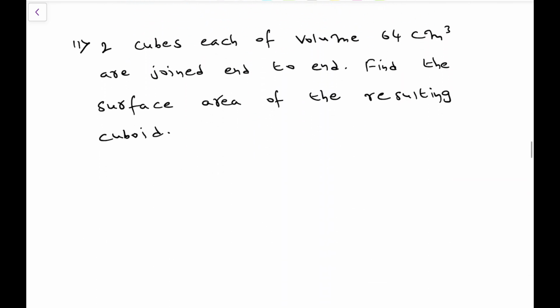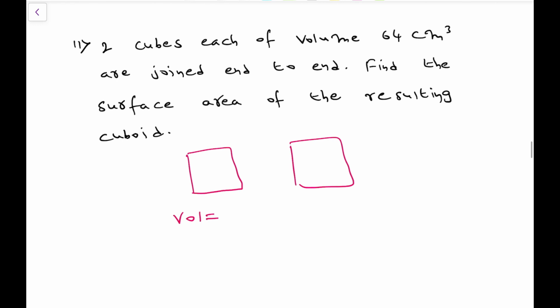Next, question number 11. Two cubes each of volume 64 centimeter cube are joined end to end. Then find the surface area of the resulting cuboid. We have a cube and one more cube. Two cubes' volumes are given as 64 centimeter cube. First cube volume is 64 centimeter cube, and second cube volume is also given as 64 centimeter cube only.